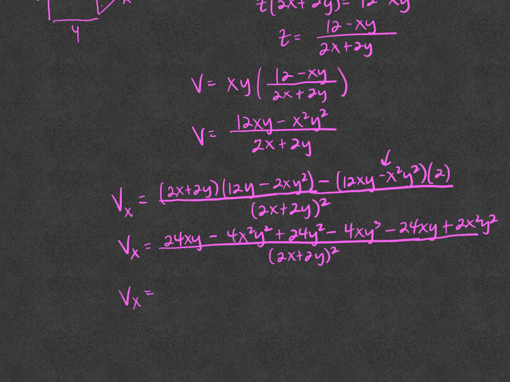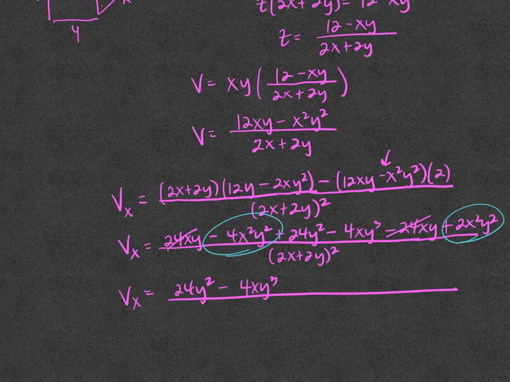So then v of x equals, now these two are going to cancel. I'm going to start with the 24y squared in the middle minus 4xy to the third in the middle. And then these are like terms, this one and this one. So we have minus 2x squared y squared over 2x plus 2y quantity squared.